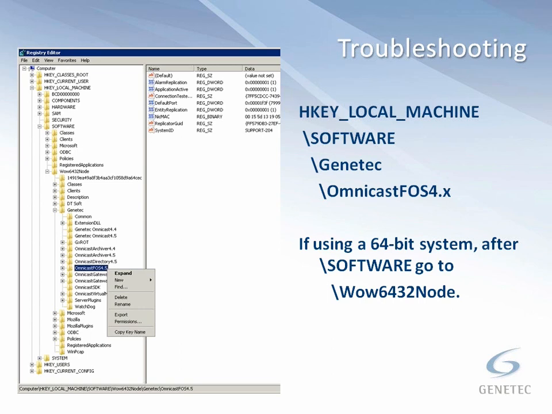First, since we're making changes to the registry, make sure we've done a backup. Now, on the failover server, first thing we want to do is stop the DFC service. Now we need to open regedit. We go to HKey local machine, software, Genetec, and Omnicast FOS 4.x, and the x is your version number there. One thing to note is if you're using a 64-bit system, after software we go to the WOW 6432 node, like you can see in the example here.